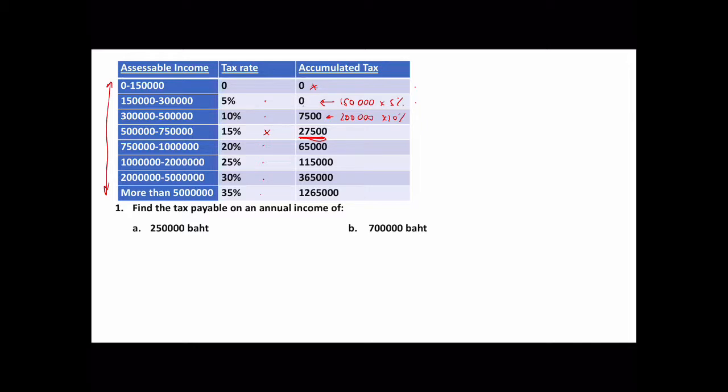So an example of how you would do that, say you have an annual income of 250,000. So that's in the 150 to 300,000 tax bracket. It's in this one here. So the amount you pay is 5% times however much more you earn than 150,000. So that's what this part is here. So that's going to be 5% of 100,000, which is 5,000 baht.